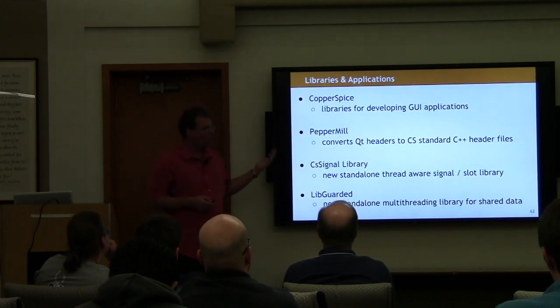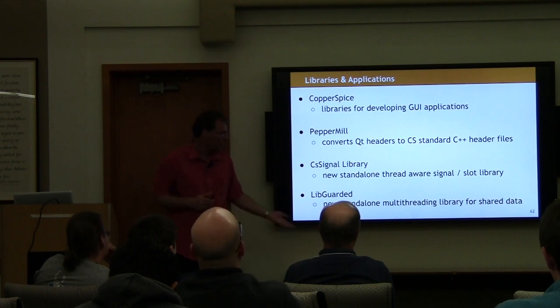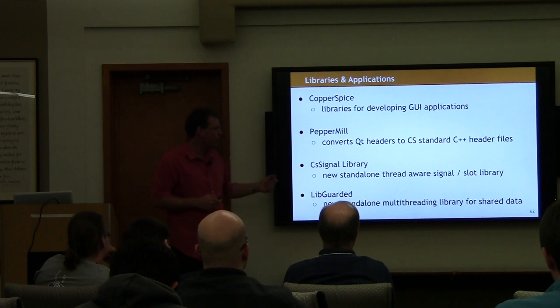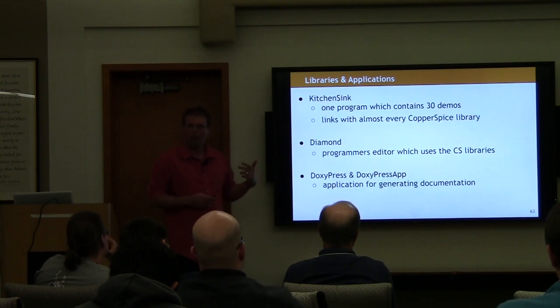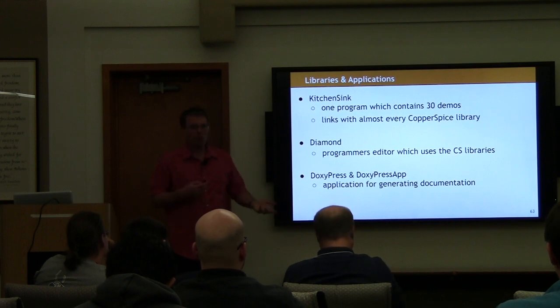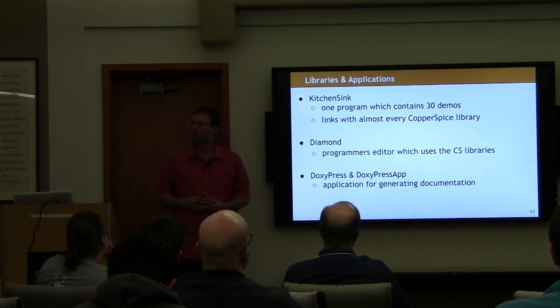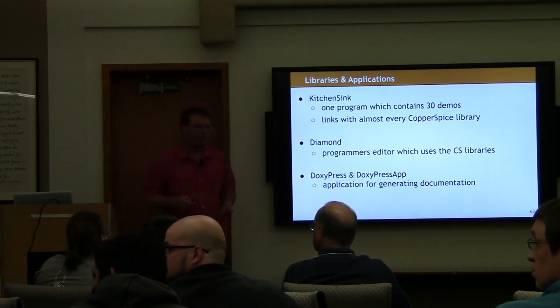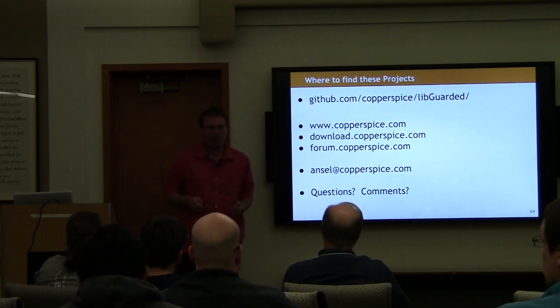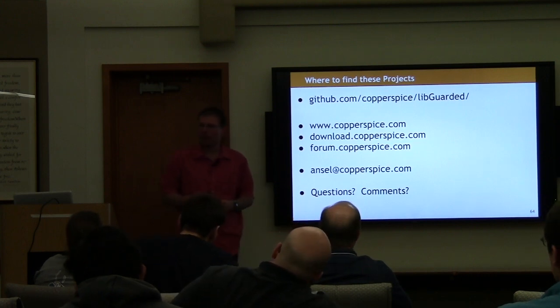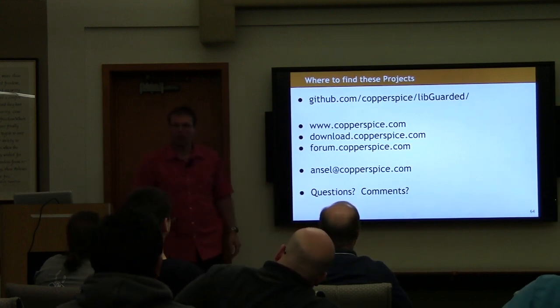And here's a little wrap-up of the various libraries and projects that Barbara and I have worked on. Obviously, this was talking a lot about libguarded. There's also CopperSpice, the CS signal library, which we spoke about earlier in this conference, and some demos of the CopperSpice library. Diamond is a wonderful programmer's editor. DoxyPress and DoxyPress app, which we spoke about earlier. Source code for libguarded will be uploaded this afternoon to our website. And there's all the information about how to contact us for questions.